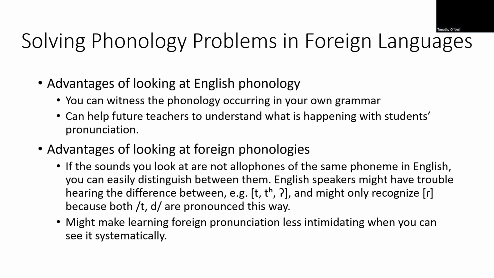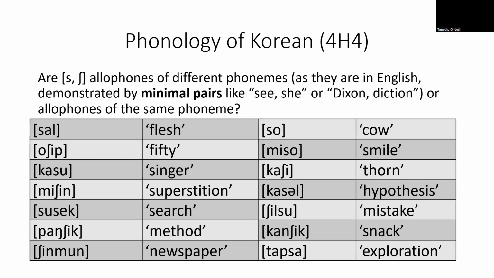And also phonology can help you with your foreign pronunciation. If you just think about foreign pronunciation as these systematic rules, it can help you with that. So if you're going to continue with this by looking at Korean. So in Korean, we're going to look at s and sh. These two sounds that, of course, in English are allophones of distinct phonemes. They're different sounds to an English speaker. So all you need is a minimal pair, either an easy one like see and she, or maybe a more subtle one like Dixon and diction. But in both of those cases, you can sub out a s for a sh, and the pronunciation totally changes.